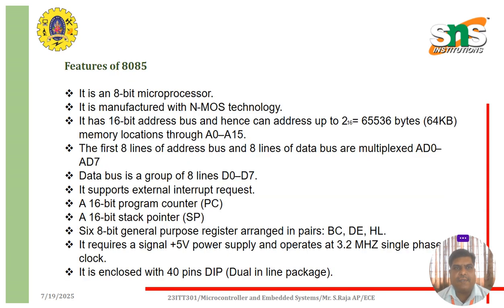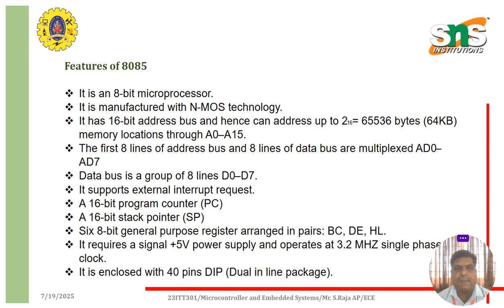The main features of 8085 are: it is an 8-bit microprocessor, it is manufactured with NMOS technology, it has a 16-bit address bus and hence it can address up to 2 power 16, that is 65,536 bytes of memory locations, through the address lines A0 to A15. The lower 8 lines of the address bus and the 8 lines of the data bus are multiplexed through the pins called AD0 to AD7. The data bus is a group of 8 lines, D0 to D7.